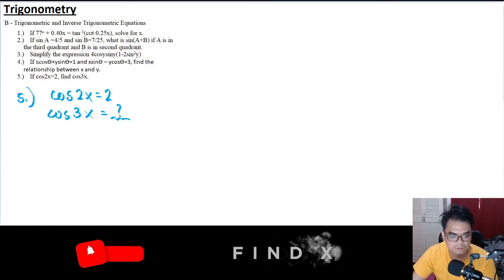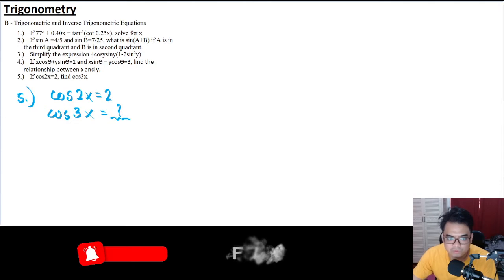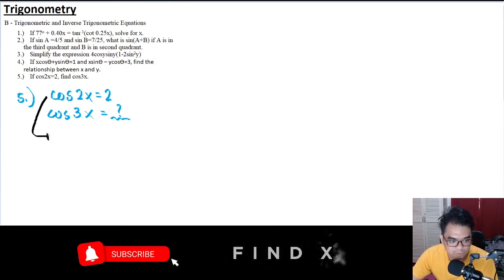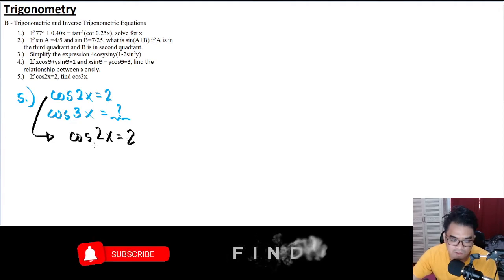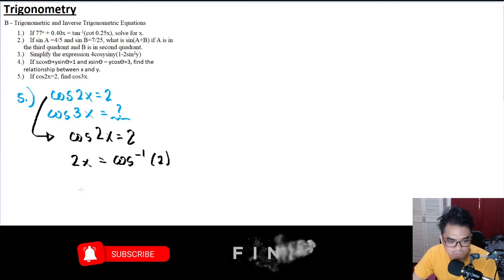Okay, so we have to find the value of cosine 3x, and we already have the value of cosine 2x equal to 2. I think a lot of you will do something like this: from this equation, you'll have cosine 2x equal to 2, and then you'll try to find the value of x. So what you will do is 2x equal to arc cosine 2. That's what most of you will be doing, I think. This is also what I did the first time I encountered this problem.